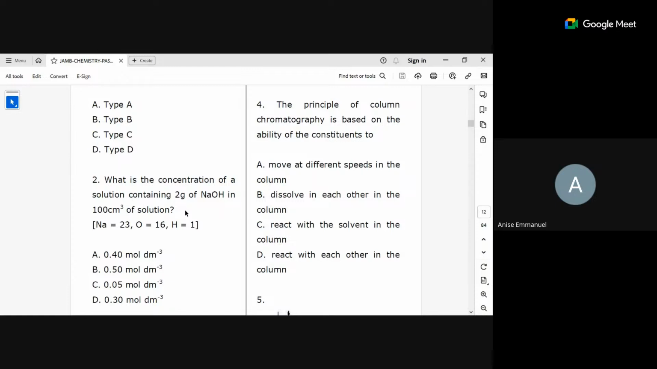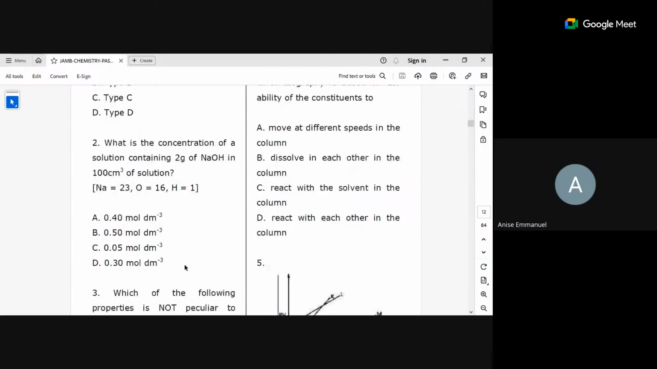So sodium hydroxide is 40. Find the molar mass of sodium hydroxide first. The only thing here is just to find the molar mass of sodium hydroxide. Then you take the grams divided by the molar mass, and you will get your mole per dm cube. So 2 divided by 40, and you have your answer, which is answer B, 0.5.